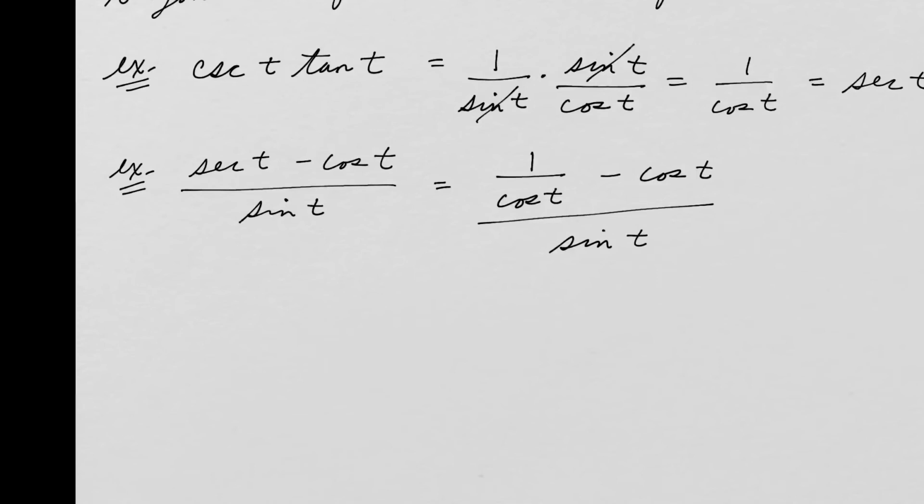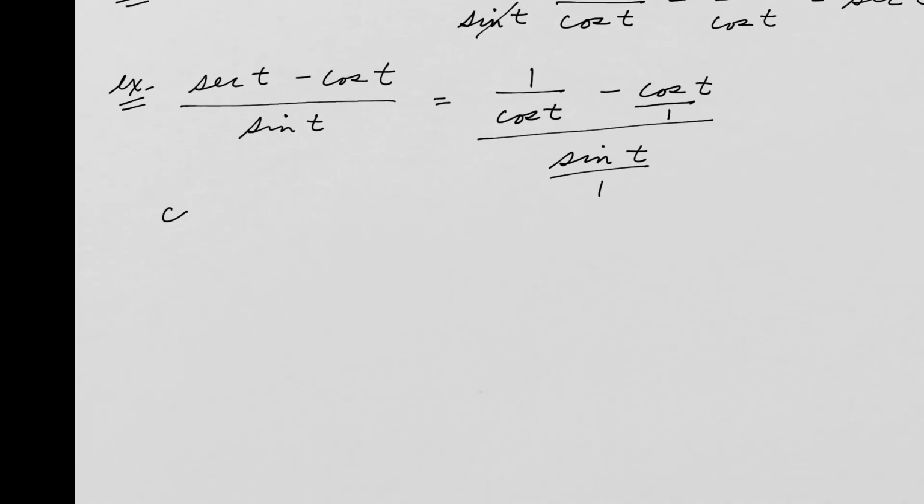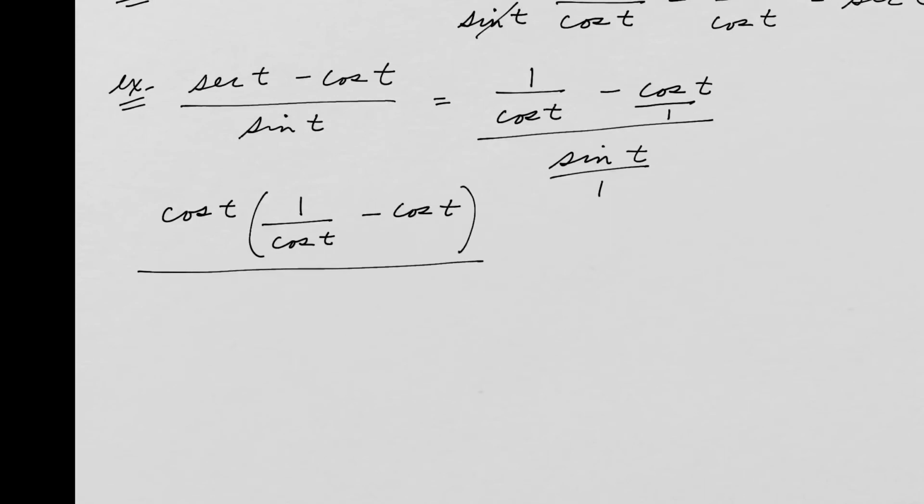Look at all my denominators. I have cosine of t, and the other terms are over 1. So my lowest common denominator is cosine of t. I can multiply the top by cosine of t and the bottom by cosine of t. Why am I able to do that? Because cosine of t over cosine of t is 1, so I'm not changing the expression. I'm just rewriting it.